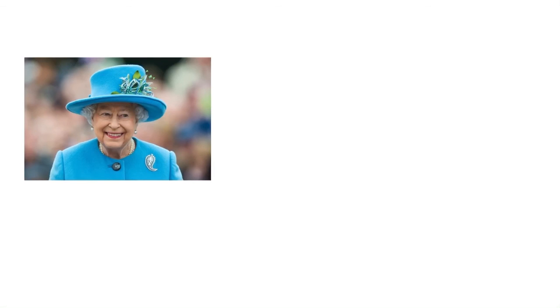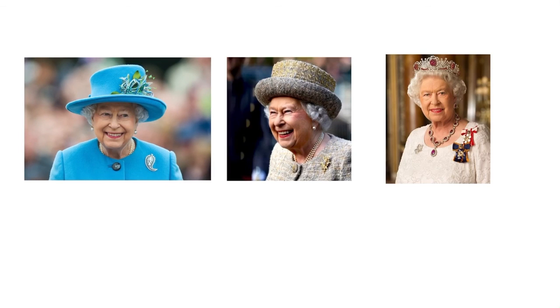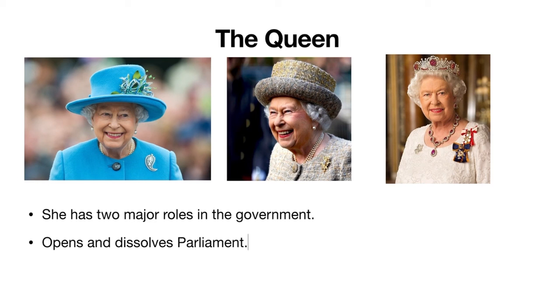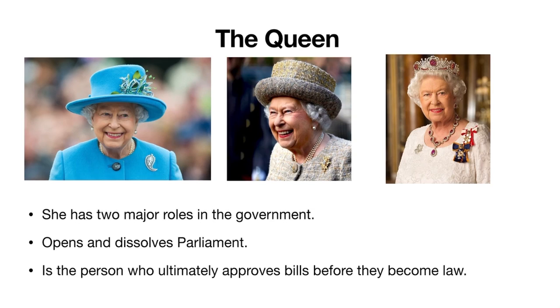Now, with both of the Parliament's main parts explained, there's one final thing to cover, which is the one I've mentioned all the way at the start: the Queen, aka the Crown, aka the monarch of the UK, who has two major roles in the UK's governing. The first is to open and dissolve Parliament, while the second is much more important, as she's the person who has to ultimately approve bills before they become law.